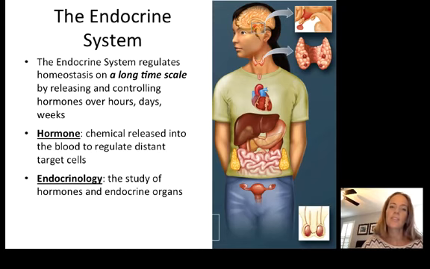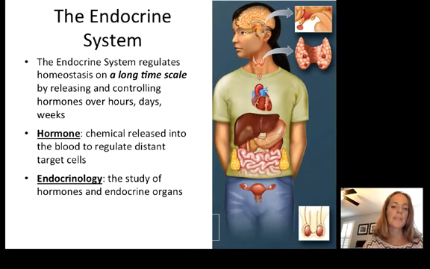We have just finished the nervous system unit, and to compare the nervous system to the endocrine system, the biggest difference is really the time scale. So the nervous system acts very quickly through electrical signals. The endocrine system acts very slowly on a long time scale through hormones. When we say long time scale, we mean hours, days, sometimes even weeks to make lasting changes in the endocrine system.